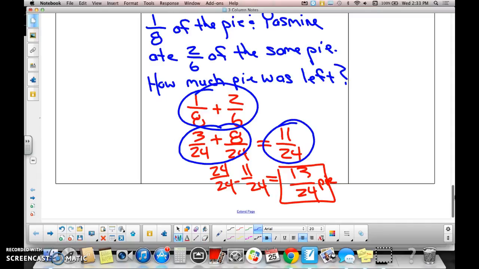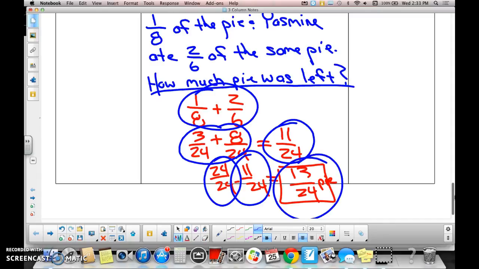But the question was, how much pie was left? So we took the whole pie, which is 24/24. We subtracted 11/24 of it. And we said 13/24 of the pie was left for Mr. Pottinger and Joey to eat. Any questions?